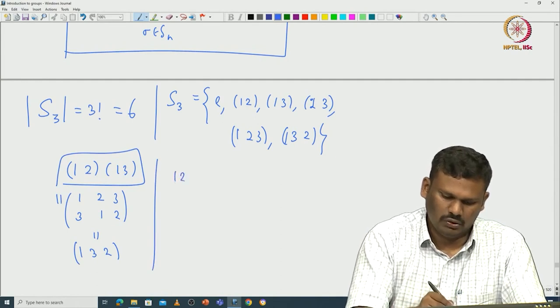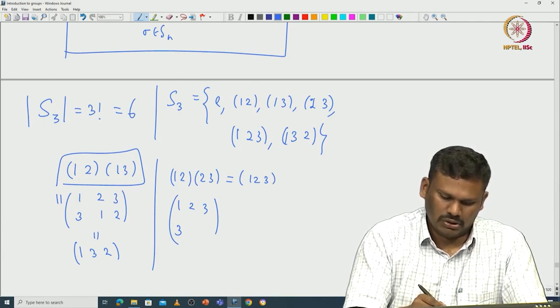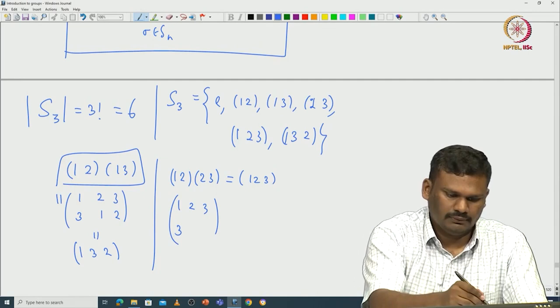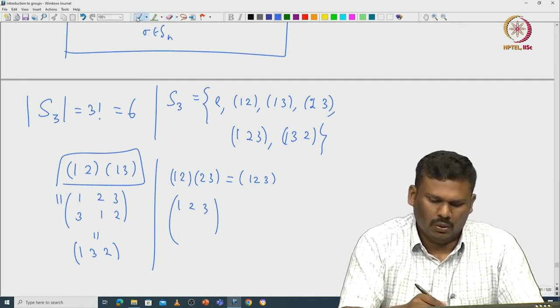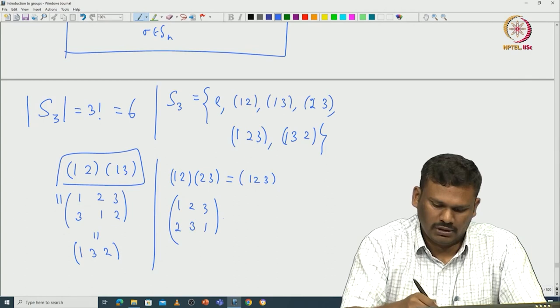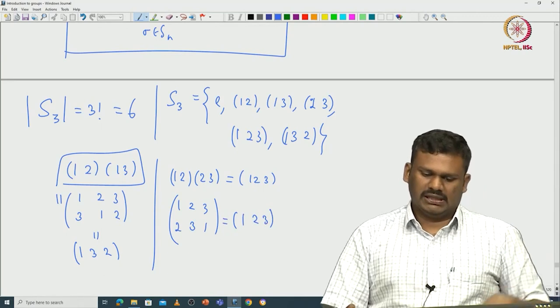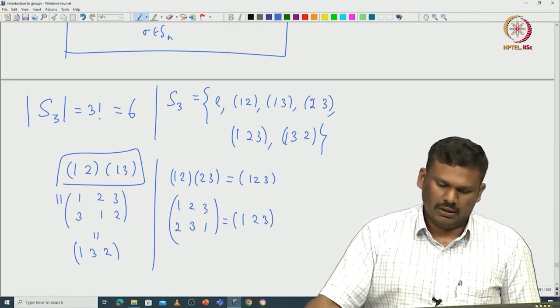Similarly, if you take (1 2)(2 3), this is going to be (1 2 3). So let's check: 1 goes to 2, 2 goes to 3, 3 goes to 3, and 3 goes to 2, 2 goes to 1. So this is going to be (1 2 3). Okay, so these are all the 6 terms.